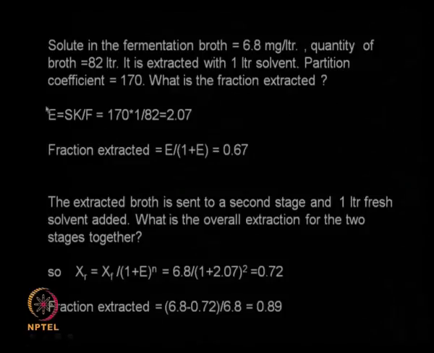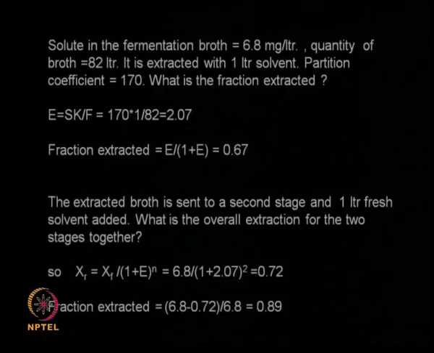Very simple, first you have to calculate E. E is given by S K by F. Your K is 170, S is 1 liter and your F is 82 liters. So you get E as 2.07. The fraction extracted formula is E divided by 1 plus E. If I substitute these terms here, I will get 0.67, that means 67% of the feed can be extracted in a single stage.